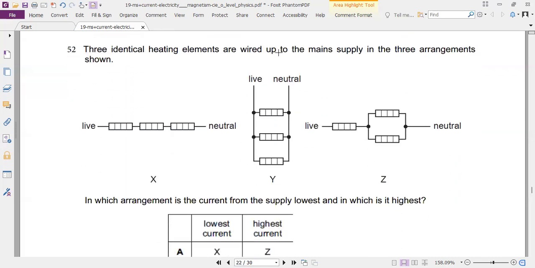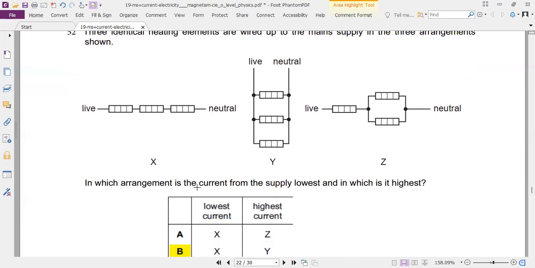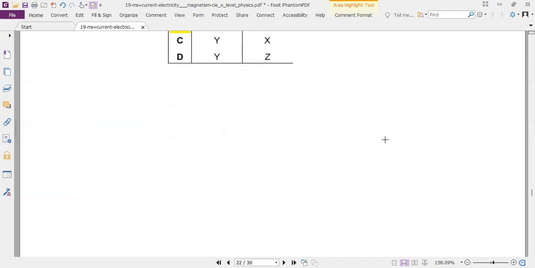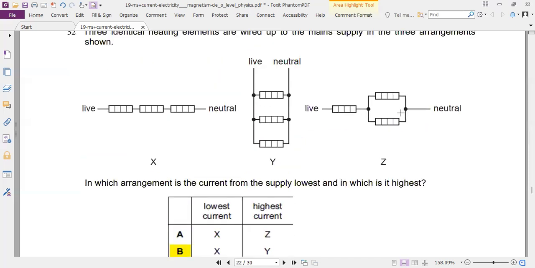So we have three heating elements, in which is the current from the supply lowest and highest. Lowest current will be here and highest current will be here. Why? Because this is series, resistance is maximum, this is parallel, resistance is minimum. This is in between. And these three settings are used to increase the heater's heating from minimum to maximum and in between.